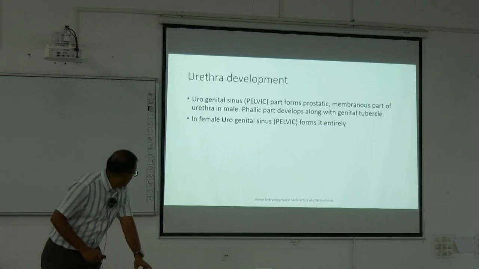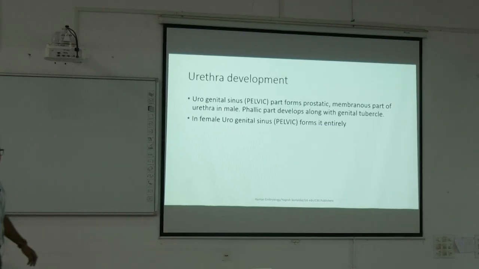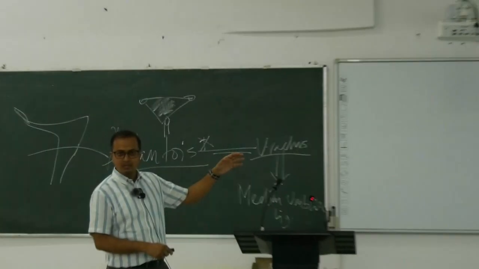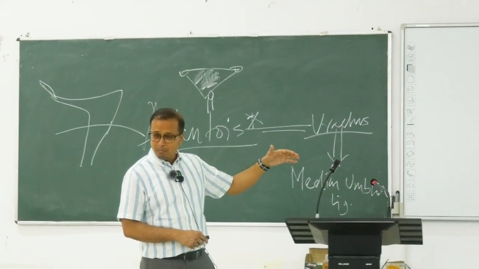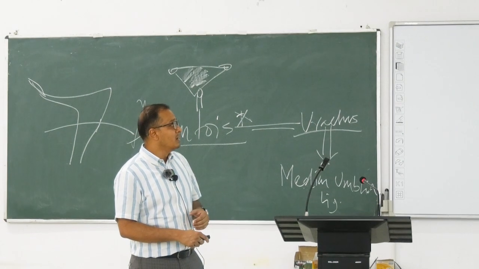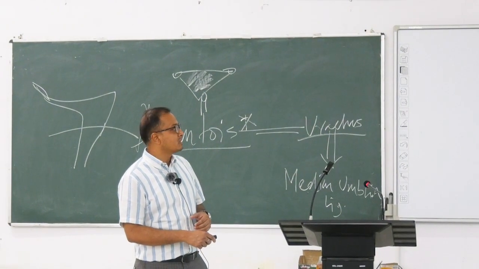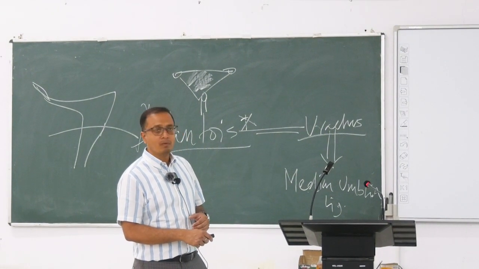When we talk about the genital part of the development, we will come back to this. So, the source of the urethra is the same urogenital sinus, the pelvic part, which forms the prostatic urethra and the membranous urethra present in the deep pouch. After that, the remaining part of the urethra, the bulbar or penile part, develops from the part of the urogenital sinus known as the phallic part.